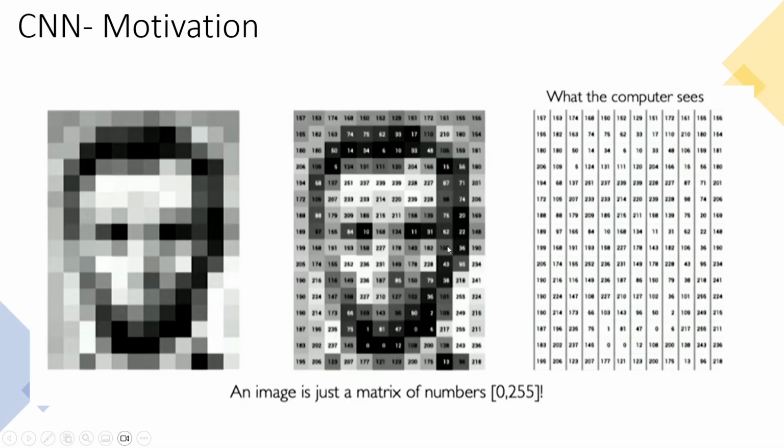Okay, so what do we do with convolutional neural networks? We said an image is just a matrix of numbers that's represented by brightness values. So this is the image of Abraham Lincoln, and this is basically the brightness values we use to represent the person. Okay, so this is what we see. This is what the computers see, a two-dimensional matrix.